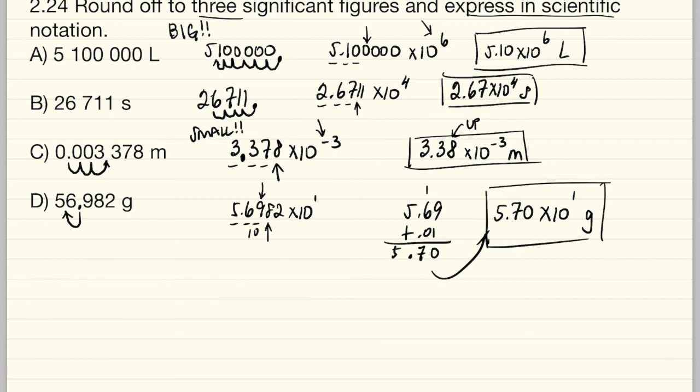So watch out, when you round it up, if you have a 9, then you have to go back one digit and consider it. It's kind of like addition with carrying.